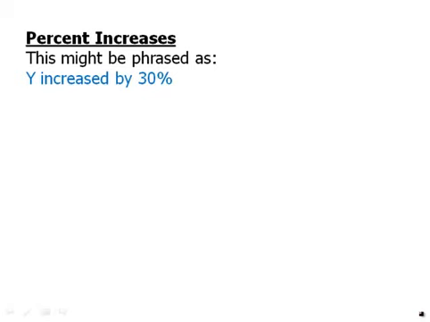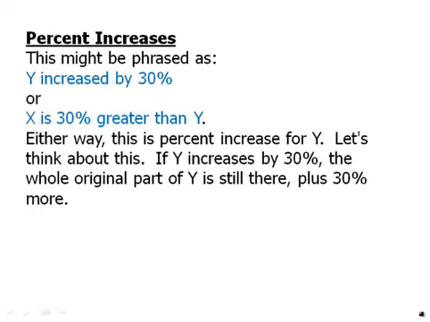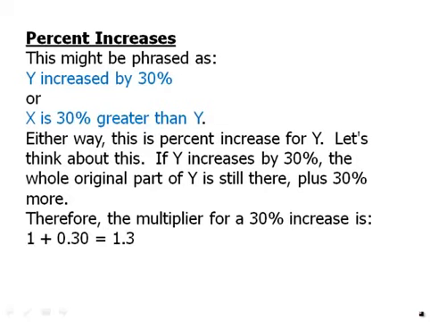First of all, let's talk about percent increases. So this may be phrased as y increased by 30% or x is 30% greater than y. Either way, this is a percent increase for y. Let's think about this. If y increases by 30%, the whole original part of y is still there, plus 30% more. Therefore, the multiplier for a 30% increase is 1 plus 0.3, which gives us 1.3. The 1 represents the whole that remains there, and then the 0.3 is the 30% that is added. And so it combines to our single multiplier, 1.3.